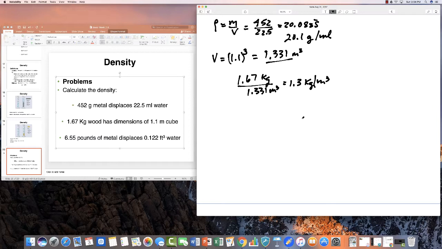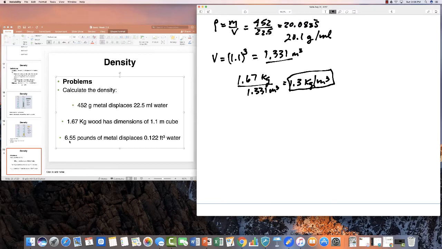But what if a person wanted this in centimeters? What would you do? What if they wanted, say, grams per cubic centimeter? Well, you would have to express this number as centimeters and this number as grams. But it's perfectly appropriate, as long as you write the units down, to write it down like this.